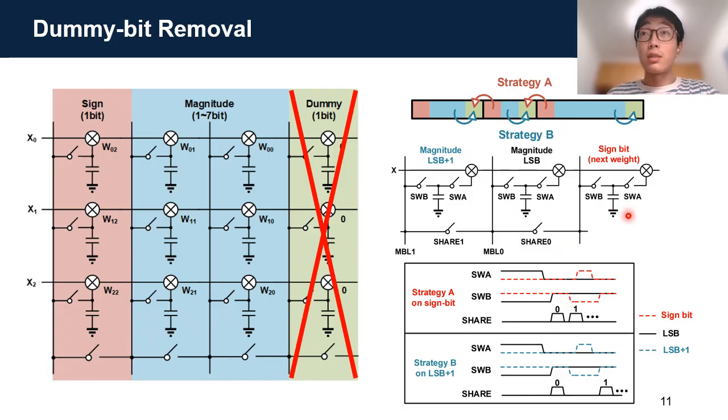And to achieve this, an additional switch is needed. Therefore, there are switch A and B. And the switching timing diagrams for these two strategies are similar. It seems that strategy A is superior because the sharing signal arrives earlier than in strategy B. But the situation becomes complicated when it comes to the pipeline.